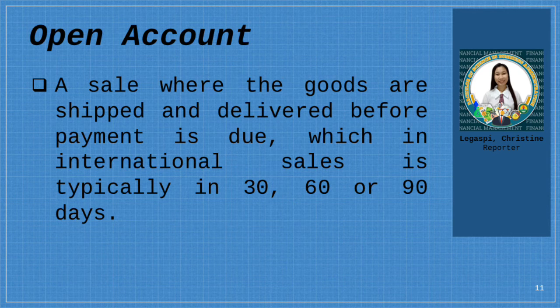Fourth, open account. An open account transaction is a sale where the goods are shipped and delivered before payment is due, which in international sales is typically in 30, 60, or 90 days. Obviously, this is one of the most advantageous options to the importer in terms of cash flow and cost, but it is consequently one of the highest risk options for an exporter. Because of intense competition in export markets, foreign buyers often press exporters for open account terms since the extension of credit by the seller to the buyer is more common abroad.